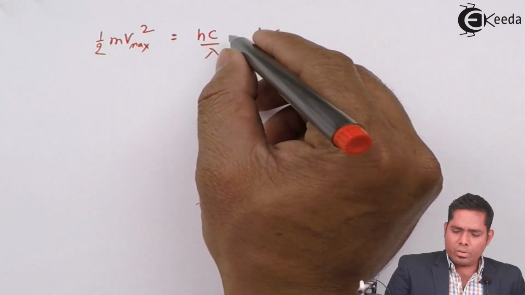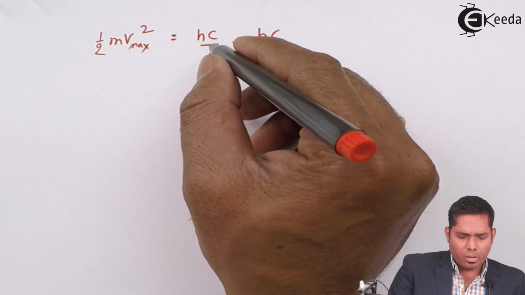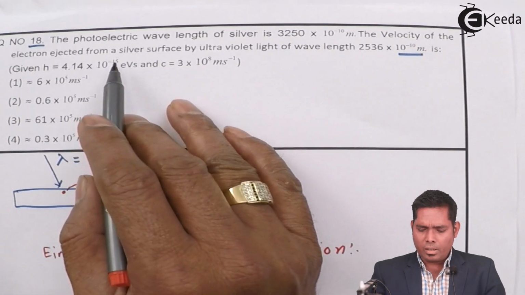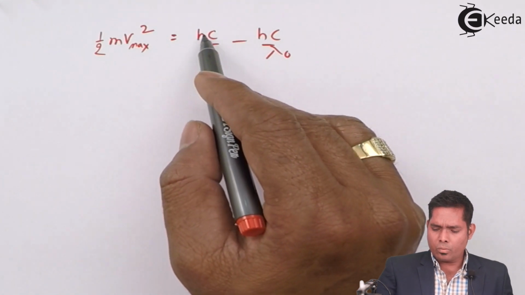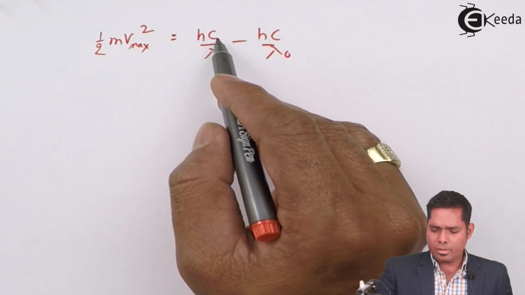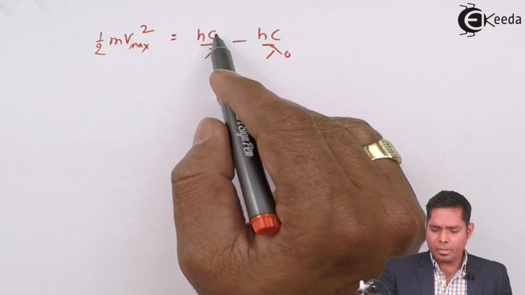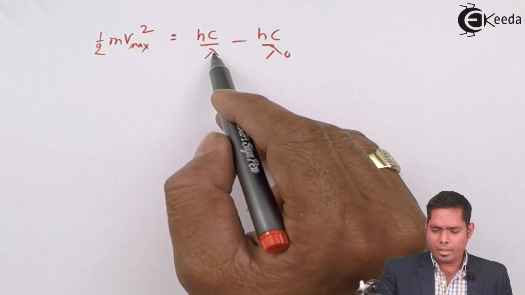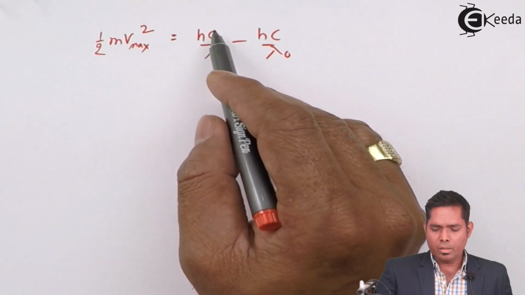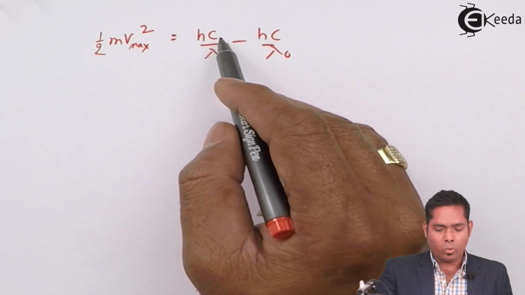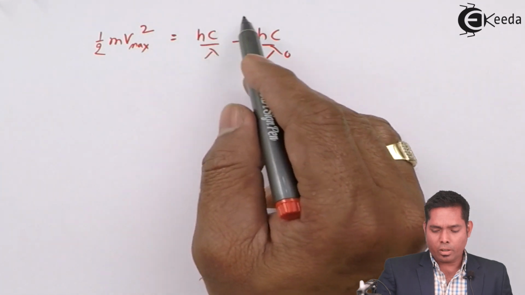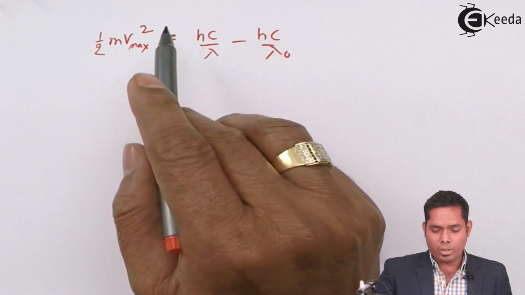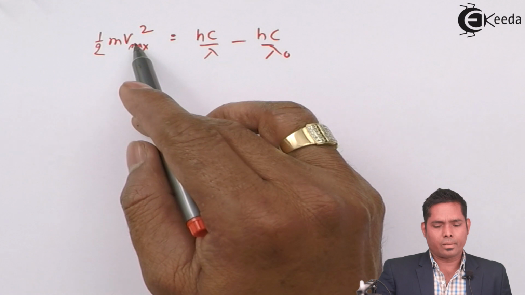The h and c values are given. The h value is given in electron volt second, and c is in meter per second. The second cancels, so electron volt meter remains. If I keep wavelength in meter, then it will be in electron volt. When I get this in electron volt, it also has to be converted into joule, so that the answer will be in meter per second.